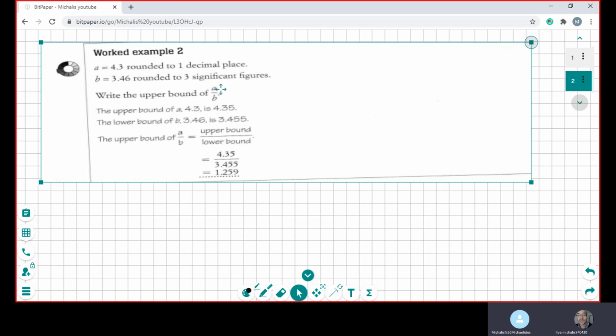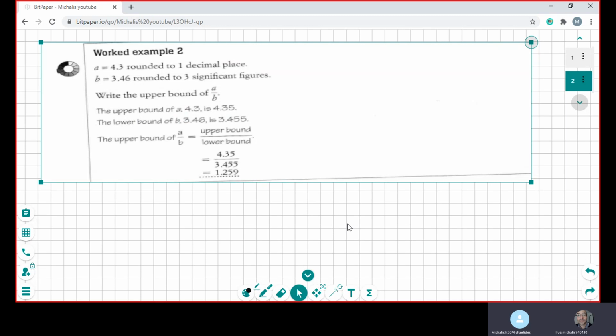So, given that the numbers have been rounded, to find the upper bound of this fraction, we need to find the upper bound of the numerator a, which is 4.35, because the rounding is done to 1 decimal place. And the lower bound of the denominator b is 3.455, because it's rounded to 3 significant figures.